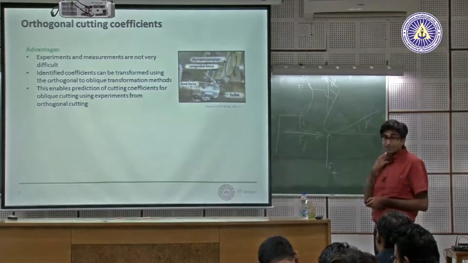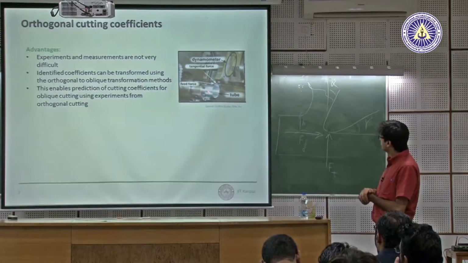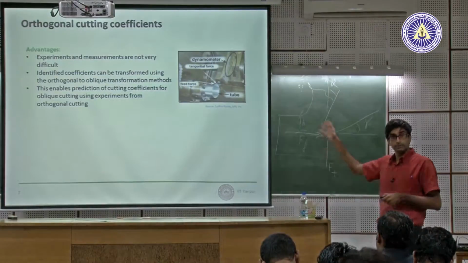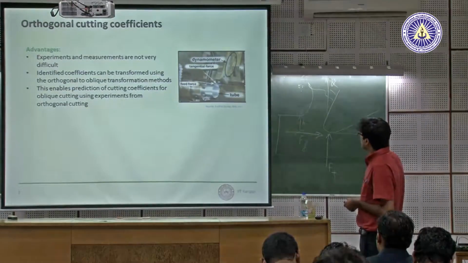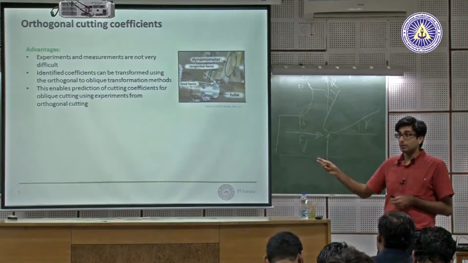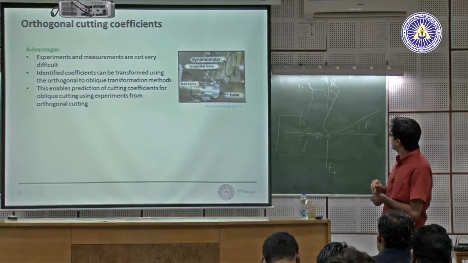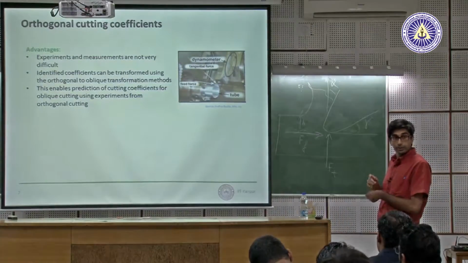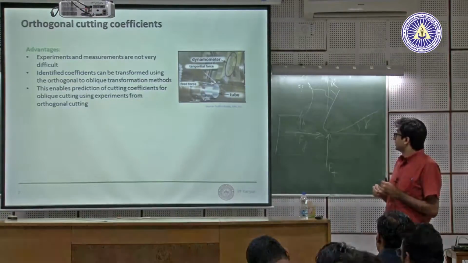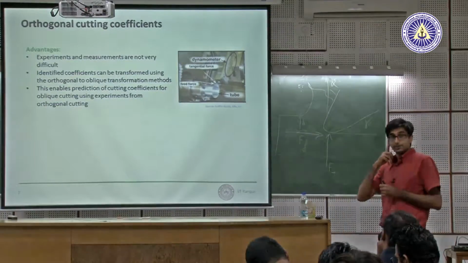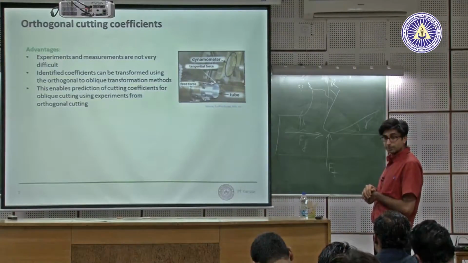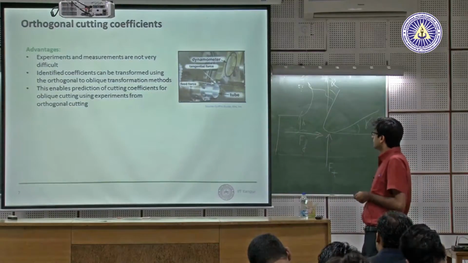These experiments are quite easy to do. If you can prepare a tube, if you can get a tool with a nice flat rake face and no chip breaker, this is very easy to do. And the advantage of doing this is, you saw those complicated equations that we use in oblique cutting. If you identify them in orthogonal cutting, you can transform them to oblique using a transformation. So you don't always have to do oblique cutting tests. This is one advantage, because you can set up these experiments and measure.